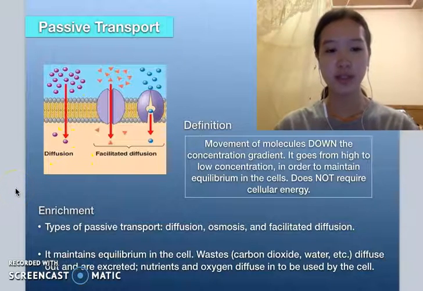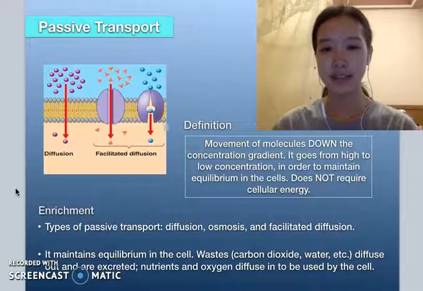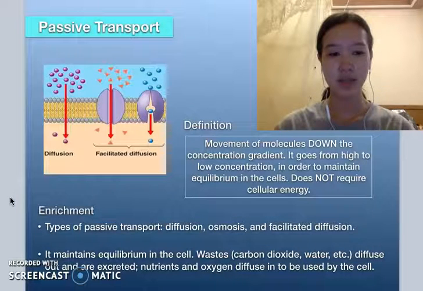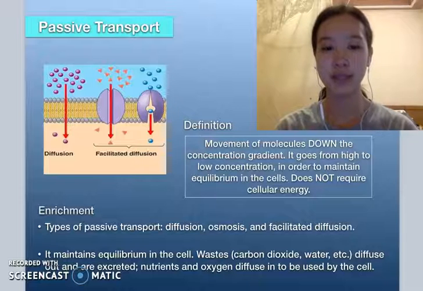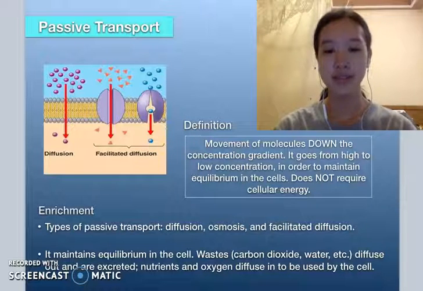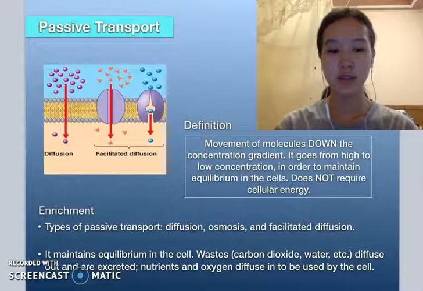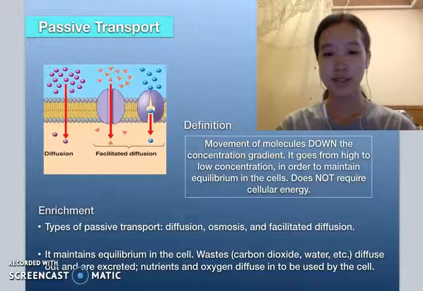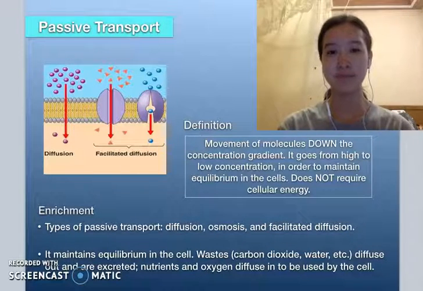For enrichment, there are several types of passive transport. They are diffusion, osmosis, and facilitated diffusion. And passive transport maintains equilibrium in the cell. Wastes such as carbon dioxide, water, etc. diffuse out and are excreted. Nutrients and oxygen diffuse in to be used by the cell.